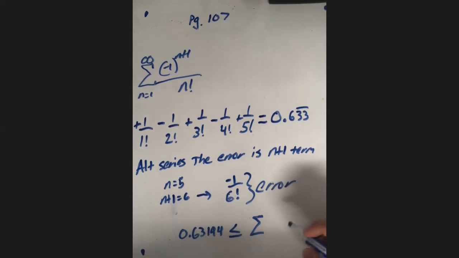I probably should write all this. I'm kind of running out of room. You would normally write the rest of your equation right there. I'm running out of room.